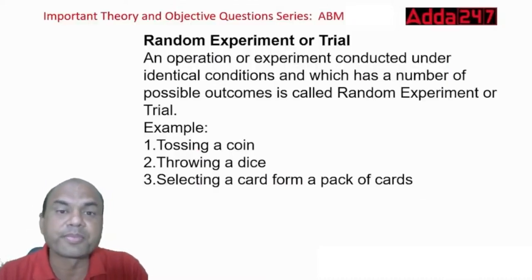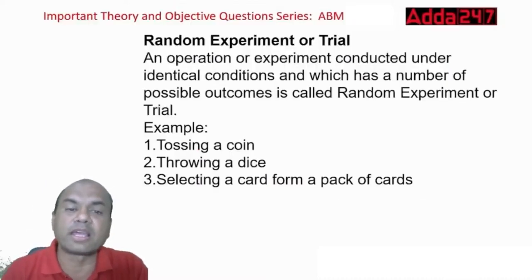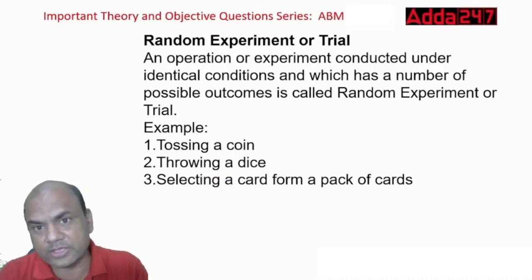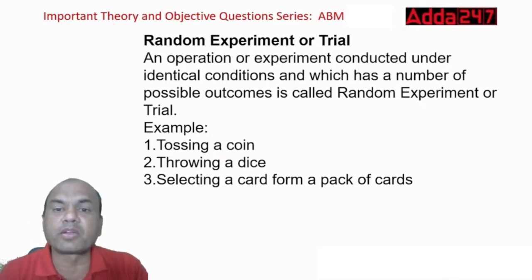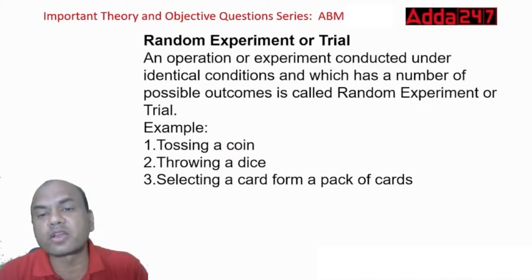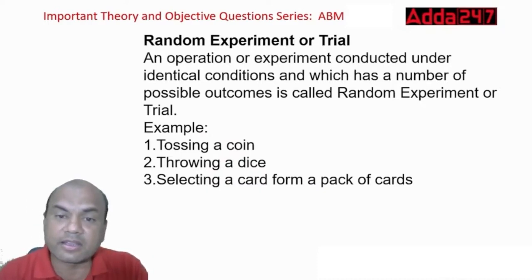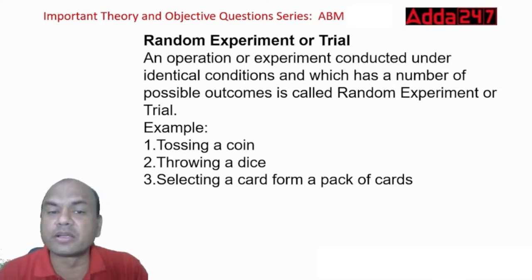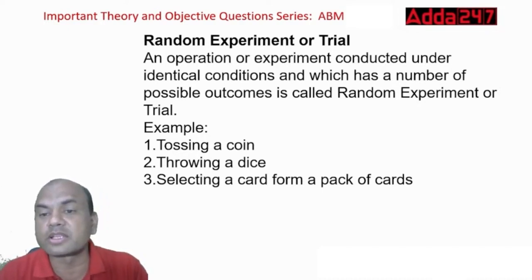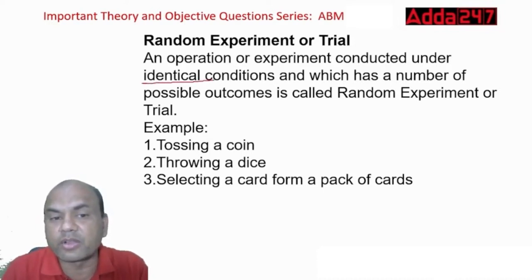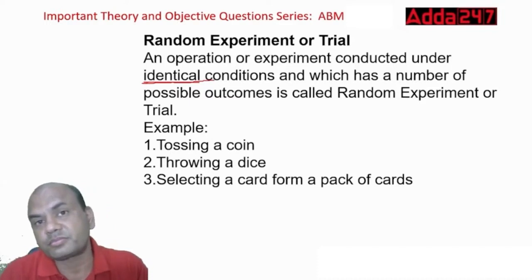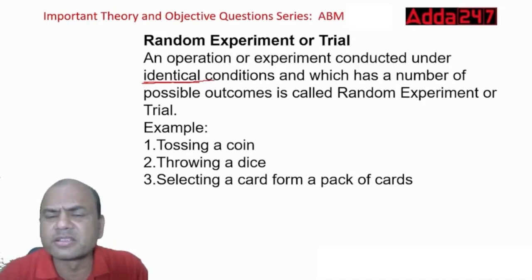Random experiment or trial. This is the last definition for today. Then we'll be solving the numericals. Random experiment or trial: an operation or experiment conducted under identical conditions and which has a number of possible outcomes is called a random experiment. So, conducted under identical conditions. Identical means what? Which are similar.